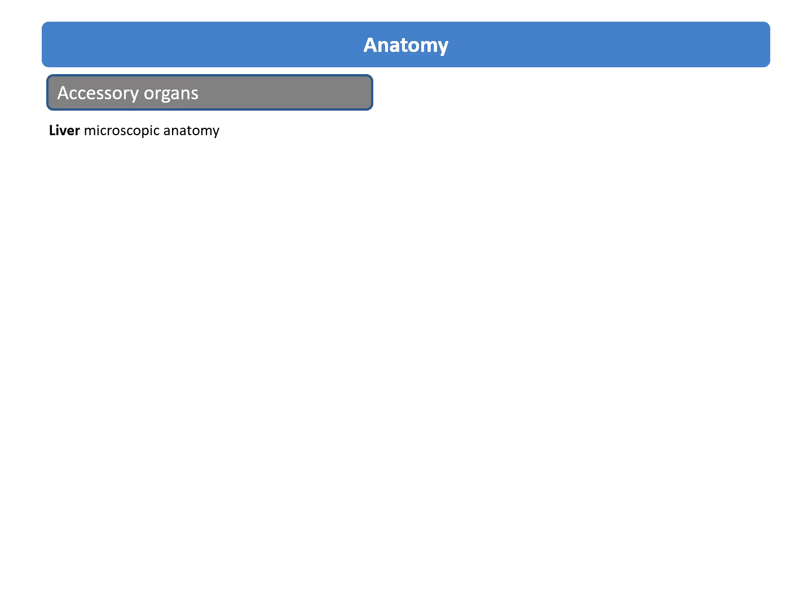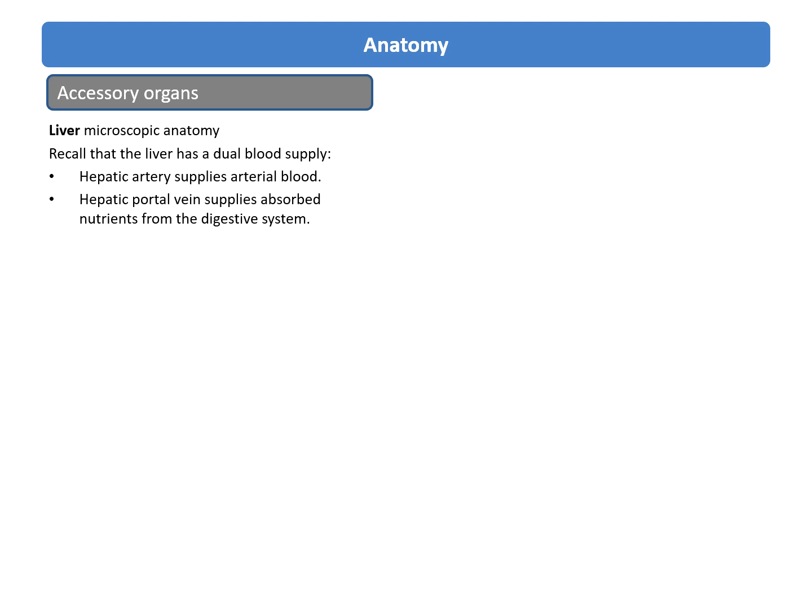The liver deserves some attention. Let's look at the microscopic anatomy. Remember, the liver has a dual blood supply. Hepatic artery supplies fresh blood, arterial blood to the liver, carrying oxygen and nutrients for the liver cells. The hepatic portal vein, on the other hand, is the supplier of absorbed nutrients. It brings the nutrients from the digestive system, or the tract, to the liver.